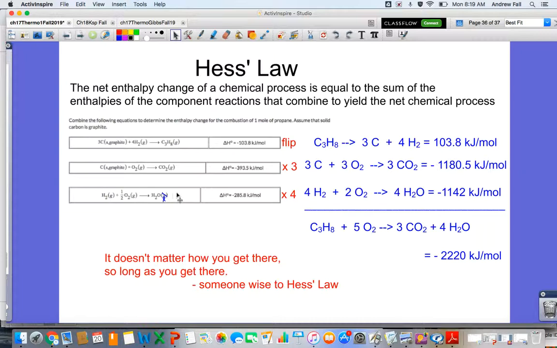And then we do the same thing with water. Water's on the product side, just like we want it to be. But we need 4 of them. So we're going to multiply this whole process by 4.